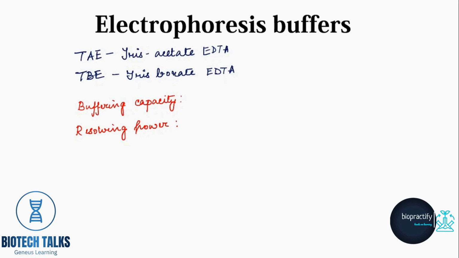Now, it has been seen that between TAE and TBE, the buffering capacity of TBE is much higher than that of TAE. However, if you consider the rate of migration or the resolving power, TAE becomes the buffer of choice. And in case of TAE buffers, DNA has been seen to migrate almost 10 times faster compared to TBE. So to obtain greater resolution and sharpness of the band, TAE is chosen over TBE. So these two are the most commonly used electrophoretic buffers.